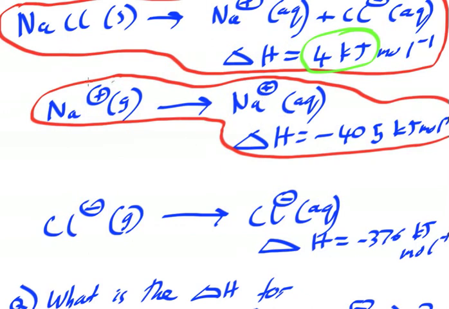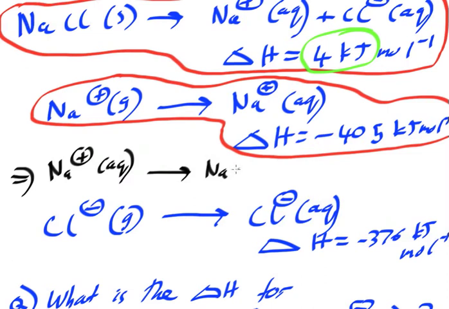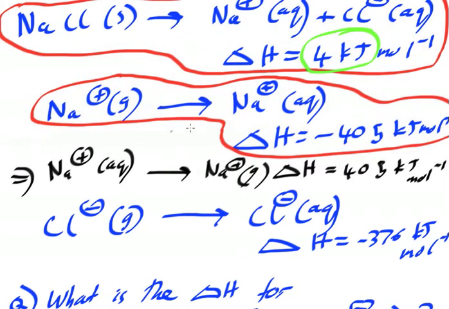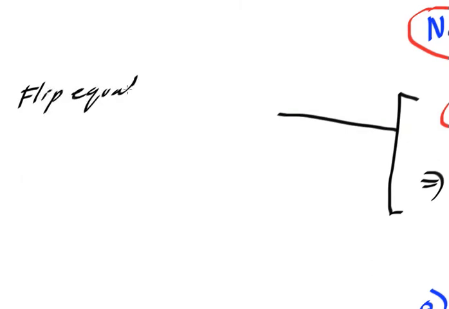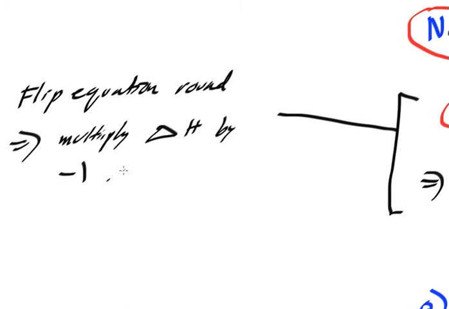So one of the things that we can do is we can flip it round. We can say, instead of going from Na+ gas to Na+ aqueous, we can instead go from Na+ aqueous to Na+ gas. And if we do that, so all I've done is written the equation back to front, I have to multiply this delta H by minus 1. So my delta H becomes 405 kilojoules per mole. So that's kind of a rule. Let's write that down. Flip equation round implies multiply delta H by minus 1.